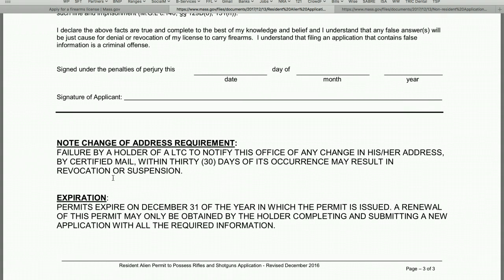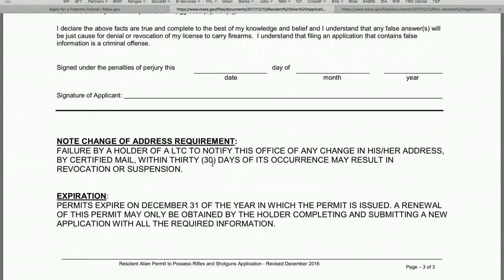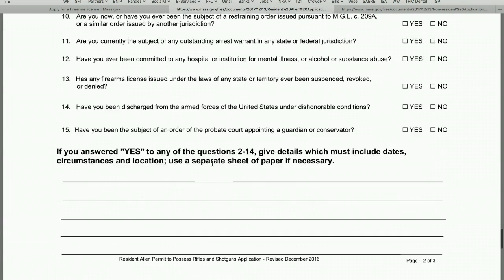So yeah, just if you change your address, for anybody who has a license to carry or FID card, you have 30 days to notify the police station that issued you your LTC, the police department that you're moving to, and you need to send that letter to the headquarters. All three by certified mail, so that way you don't run into any legal issues. Yeah, so that's pretty much it.